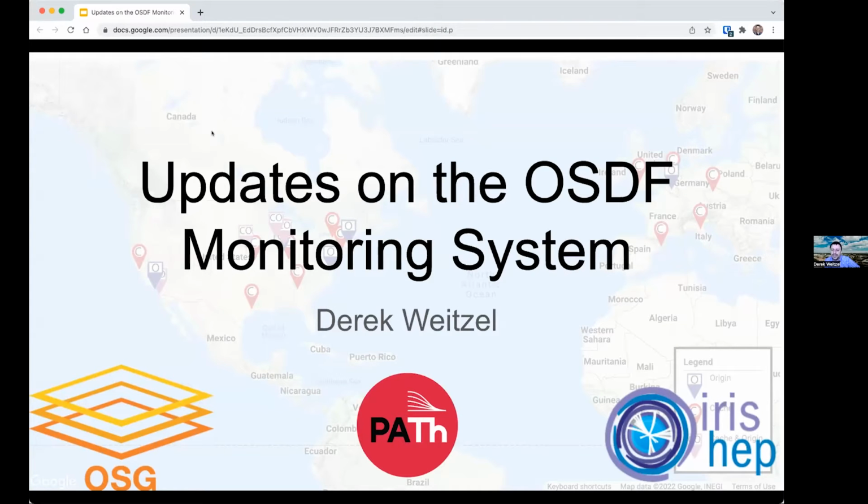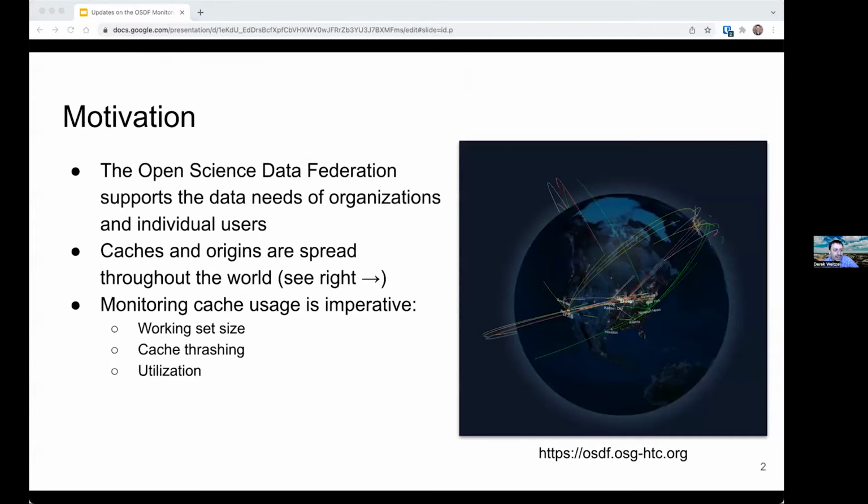So I'm going to talk about updates to the OSDF, the Open Science Data Federation monitoring system. Quick motivation: the Open Science Data Federation supports the data needs of organizations and individual users. The caches and origins are spread throughout the world, and we have a nice little visualized globe of all the caches and the origins. Monitoring the caches is imperative to watch for working set sizes, for cache thrashing, and just for general utilization of the Federation.